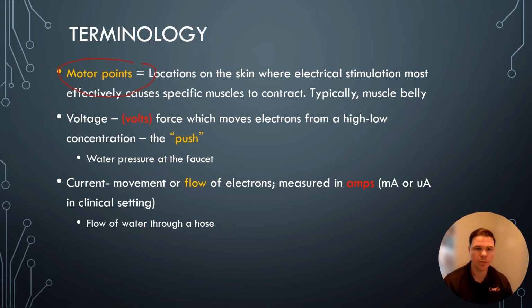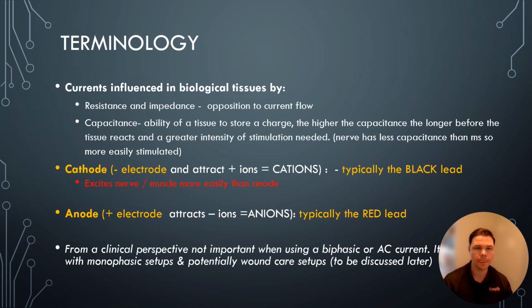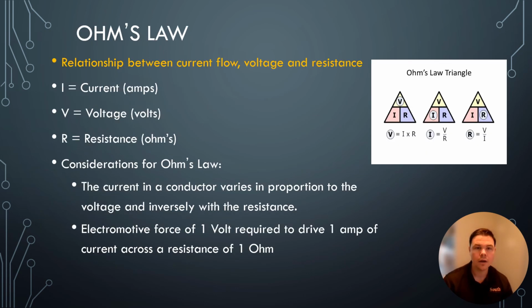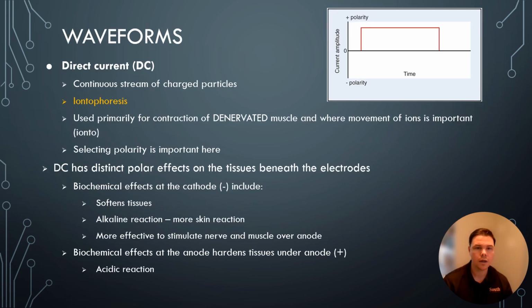Please understand the definition of motor point and the definition of voltage. Those will be important. Cathode and anode, basically just understanding which one is black, which one is red, and whether they are a negative electrode versus a positive electrode. Negative electrodes are going to attract positive ions. That will be more important when we talk about iontophoresis. Positive electrodes will attract negative ions. Not gonna hit you with Ohm's law on the quiz. Understand your direct current. Know that definition, what the primary differences are between direct current and the other types.